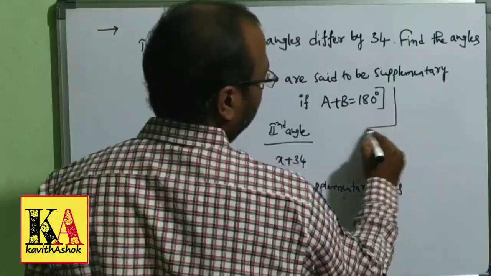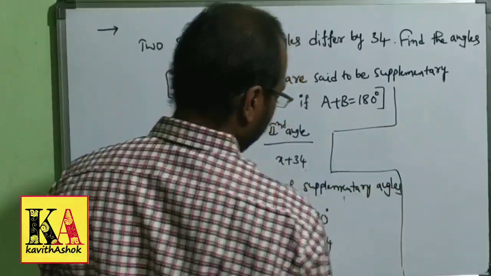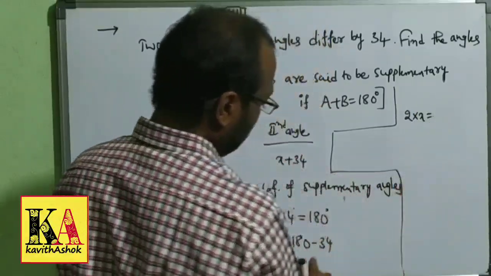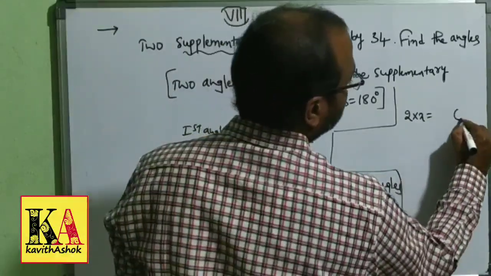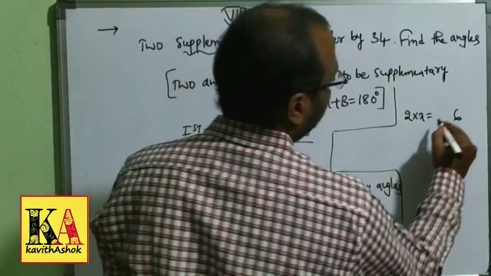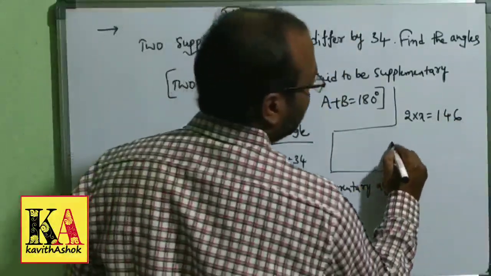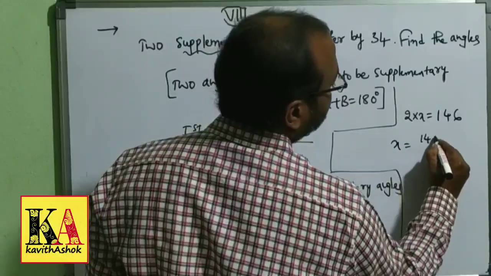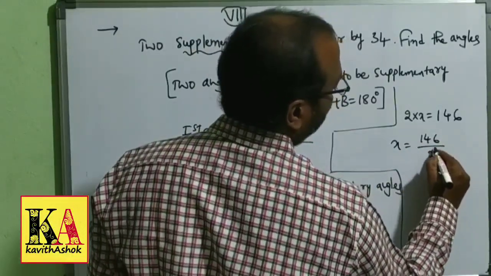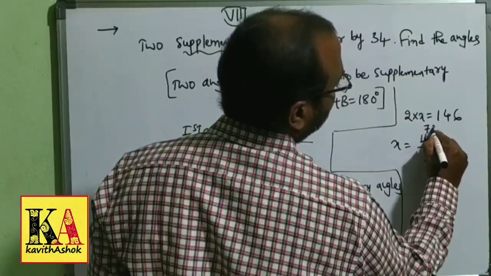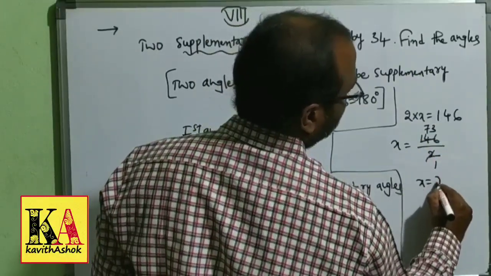Now 2x is equal to 180 minus 34, which is 146. x is equal to 146 by 2. Dividing by 2: 2 ones are 2, 2 sevens are 14, 2 threes are 6. x is equal to 73.